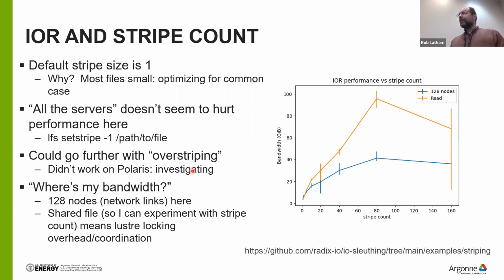I think there are a couple of reasons why we're not getting the full advertised bandwidth. It's not the whole machine. It's about a quarter of the machine, and there are other things going on in this file system. Also, this is a shared file, so there's a little bit of Lustre lock management going on. We'll talk a bit about how we can work around that in the MPI-IO section.